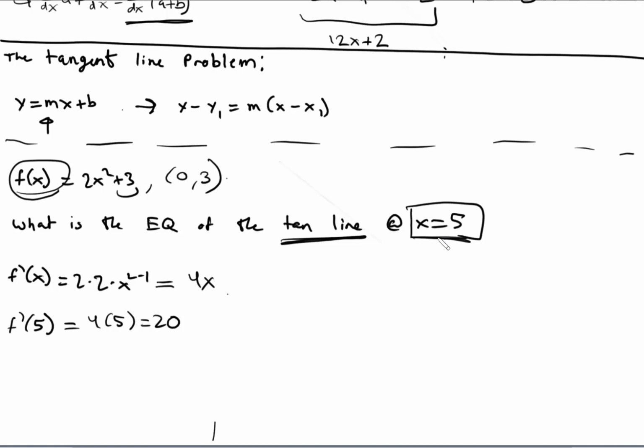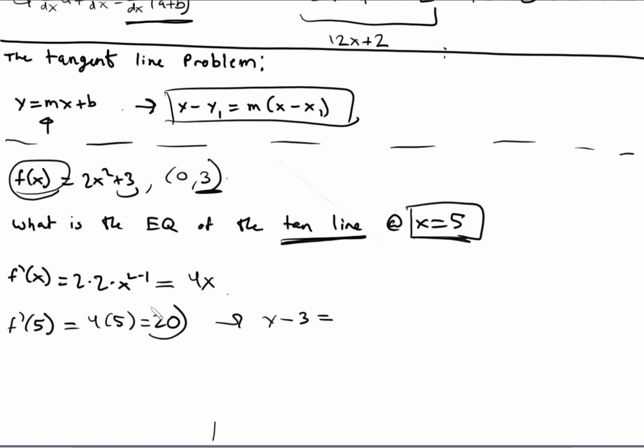So what is the equation of the tangent line? Well, that's basically asking for this format when it asks for the equation of a tangent line. And now you have all the components you need. So your equation is going to become y minus, well, what's your y1? That's 3, is equal to m, which is your slope, or the derivative, 20 times x minus x1, which is 0.